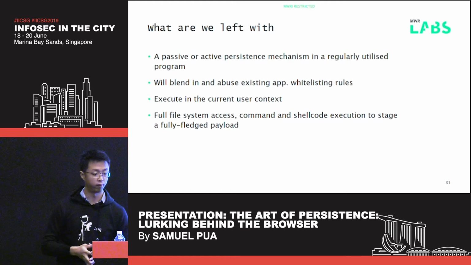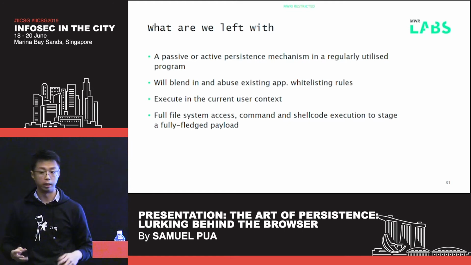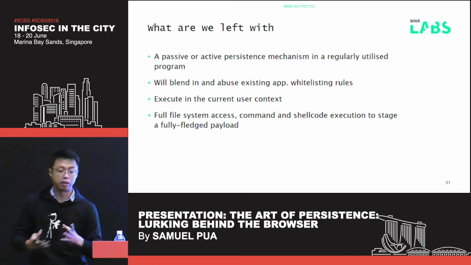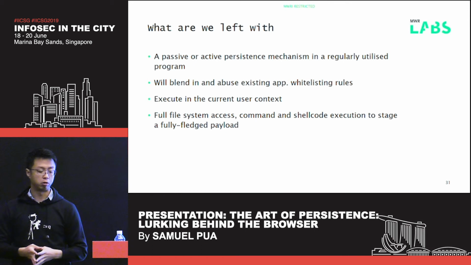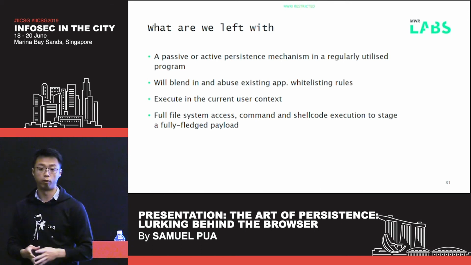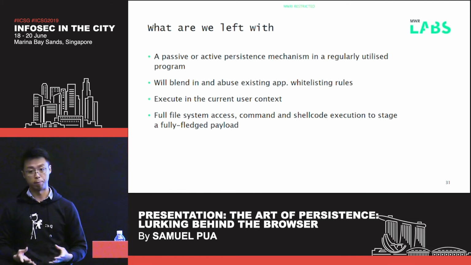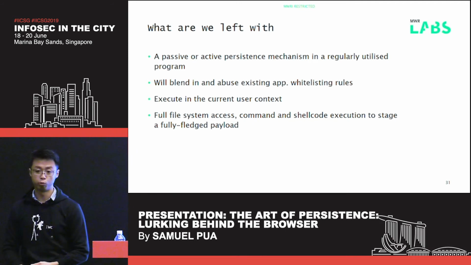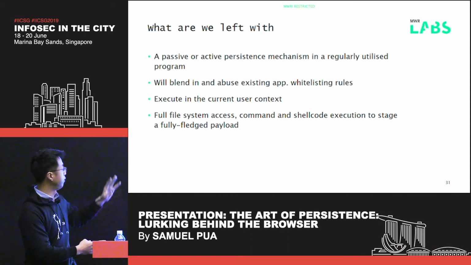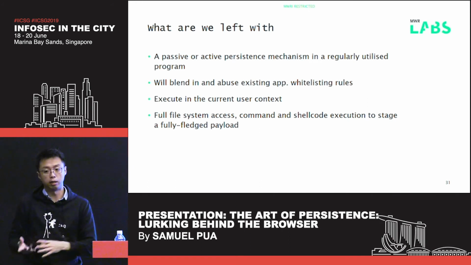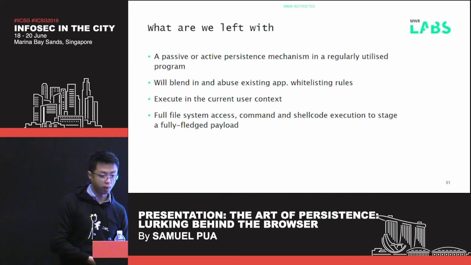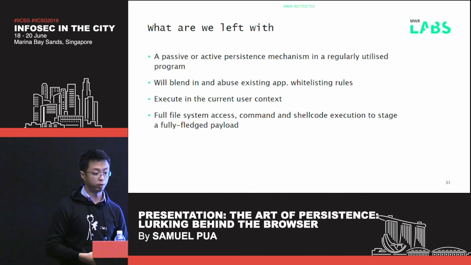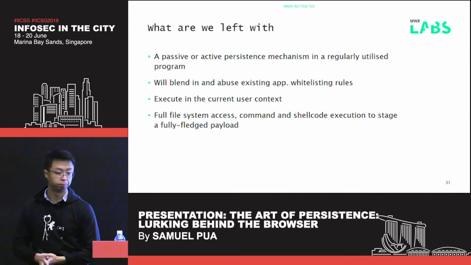Essentially, we are left with a passive or active mechanism in a regularly utilized application. Of course, it depends on the environment you are targeting. In our case, it was very helpful because in our environment, they were using Internet Explorer as the main browser for most employees. You'll be able to blend in and abuse application whitelisting rules. In fact, it was very effective against application whitelisting because Internet Explorer as an internet browser needs to be whitelisted. We were able to execute in the current user context, and we were able to load a fully fledged payload from there on.